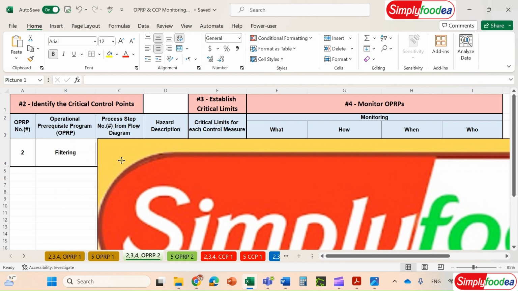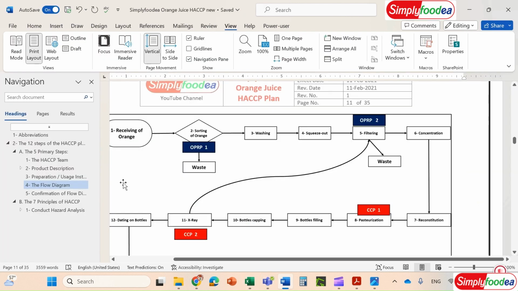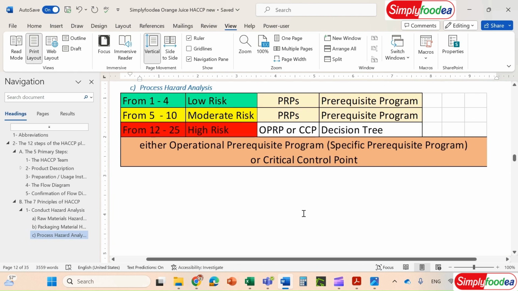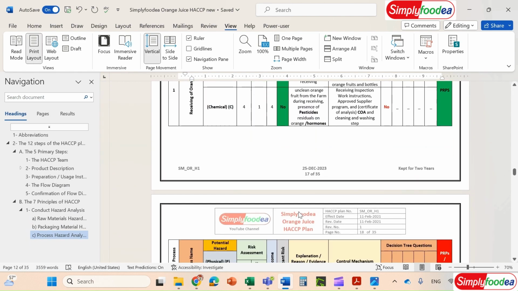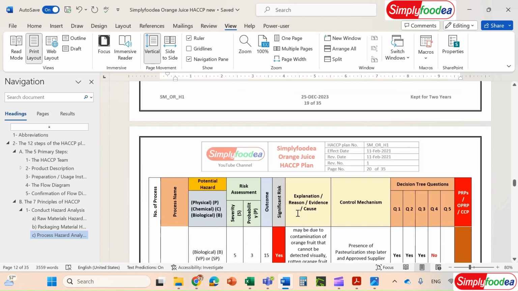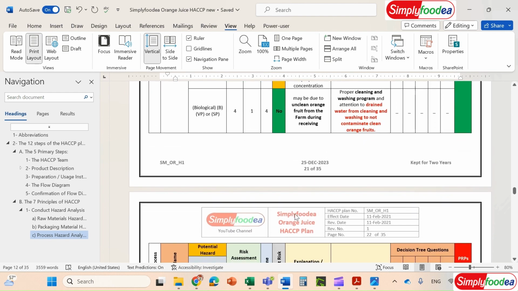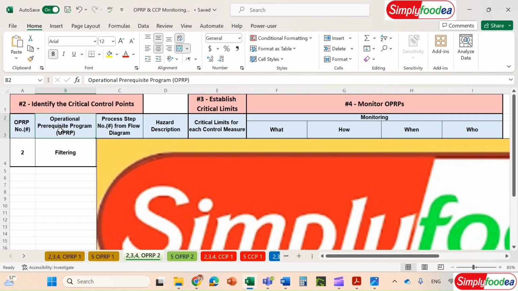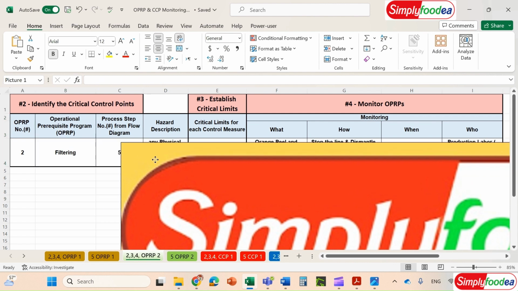What are the OPRPs? It was filtering. Again, how I mentioned this as an OPRP in our plan. For example, here, conducting the hazard analysis, we have done raw material, packaging, and process. In the process hazard analysis, you can find here the whole table, which has defined that the filtering in this process is an OPRP. Why? Because of these factors. And when I did the decision tree, I defined that it will be an OPRP. So the operational prerequisite program here is the filtering process.